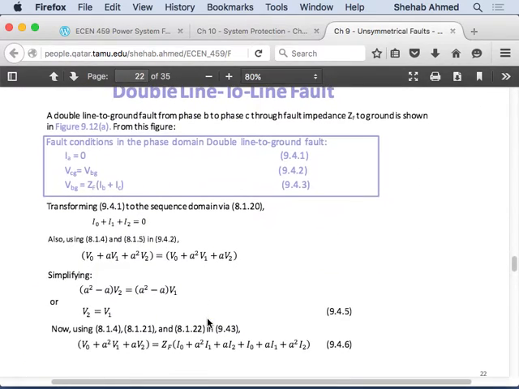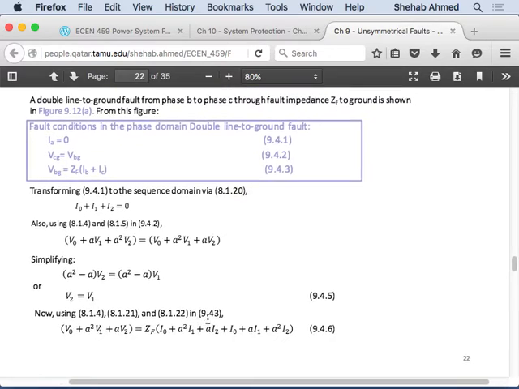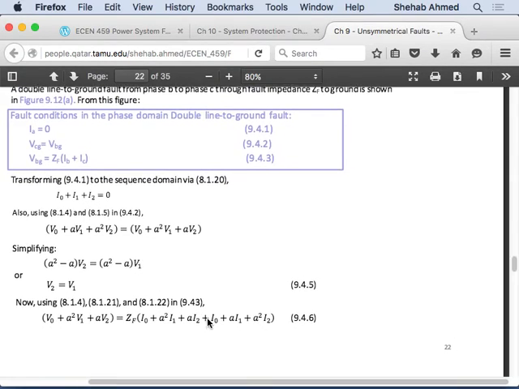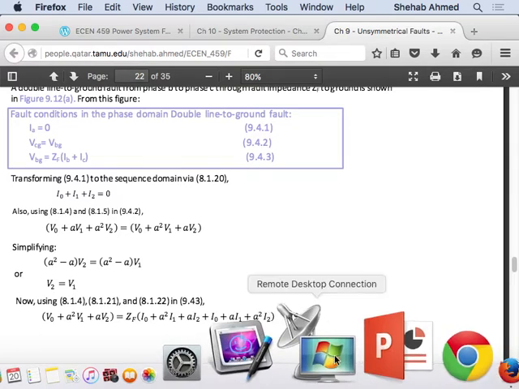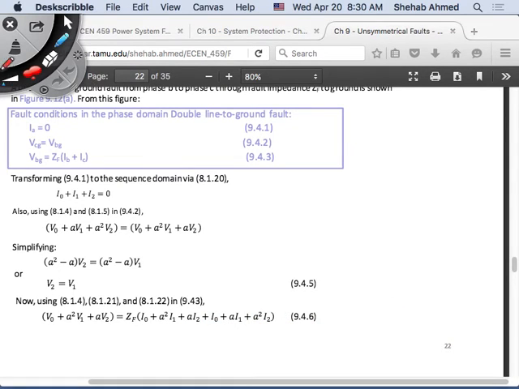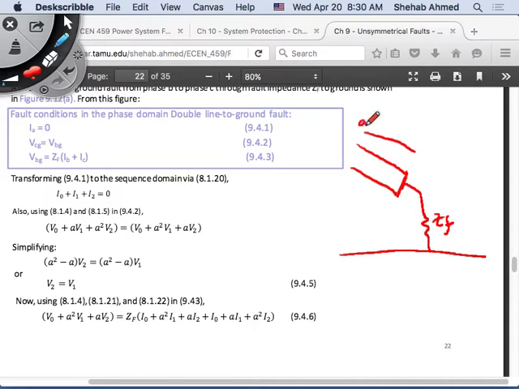The line-to-line to ground fault is the last one. So line-to-line to ground, what are the conditions that I have? I have 2 lines, line to line to ground fault. So these are my 3 phases. The two lines are touching each other and they are touching the ground. Right? So I can put a ZF here, and this is phase A, phase B, and phase C. Right? So my conditions are the following.